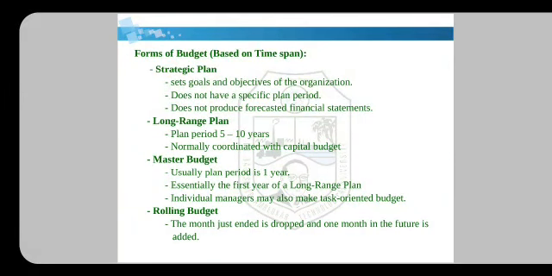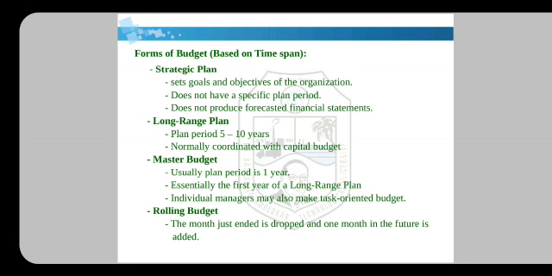Now there are types of budget. First is strategic plan, second is long range plan, third is master budget, and fourth is rolling budget. So in strategic plan, it does not have any specific period for which we are going to make a plan. It sets goals and objectives of the organization.